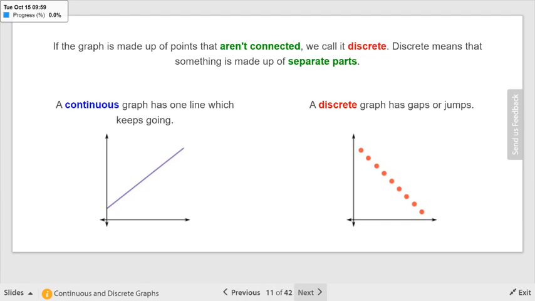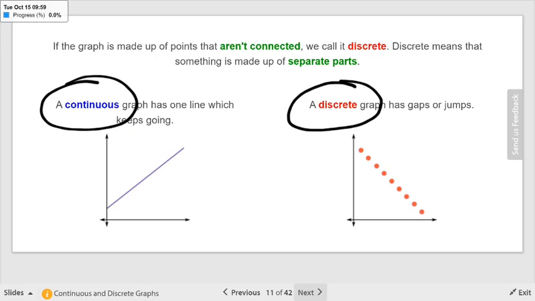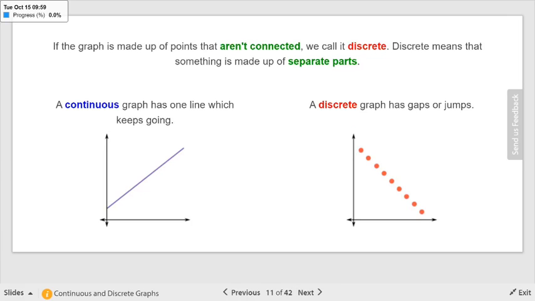So that's a word you might not have heard before, but make sure you know it, because you're going to have to choose if something is continuous or if something is discrete. Discrete means each individual dot has its own meaning. There's no relationship between them. They make a line, but they don't make a straight continuous line.